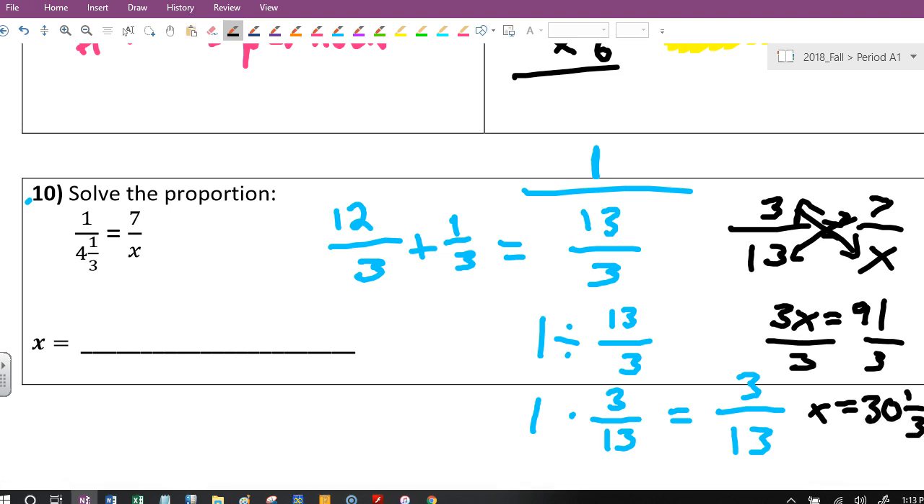Mr. Paz, 91 over 3 is 30. I don't know what you're trying to write. Can't see. You mean this part here with the arrows? No. Everything.